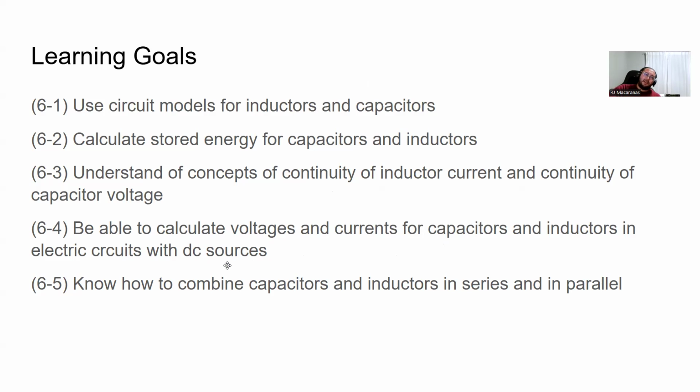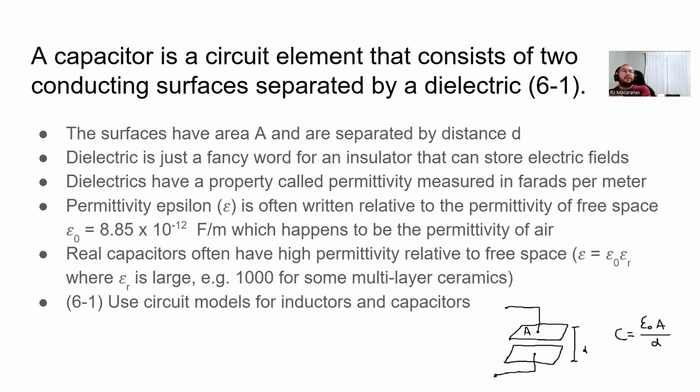We're going to take a look at AC sources probably in chapter 8, but for now we're just sticking to DC and really looking at transients. Again, that's going to be in chapter 7, which is coming up. And then finally, just looking at how to combine capacitors and inductors when they're connected in series or in parallel. So, a capacitor is a circuit element that consists of two conducting surfaces separated by a dielectric.